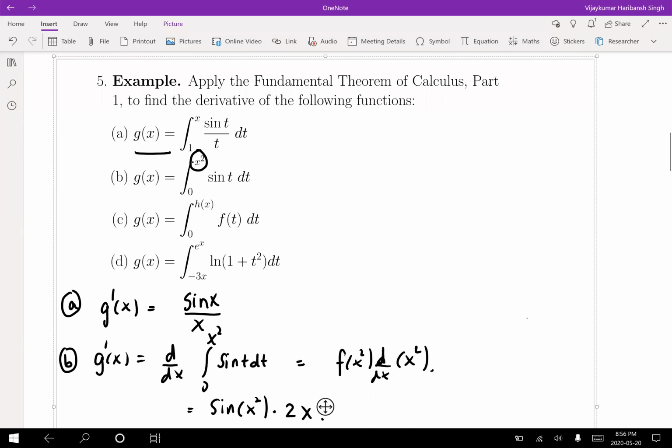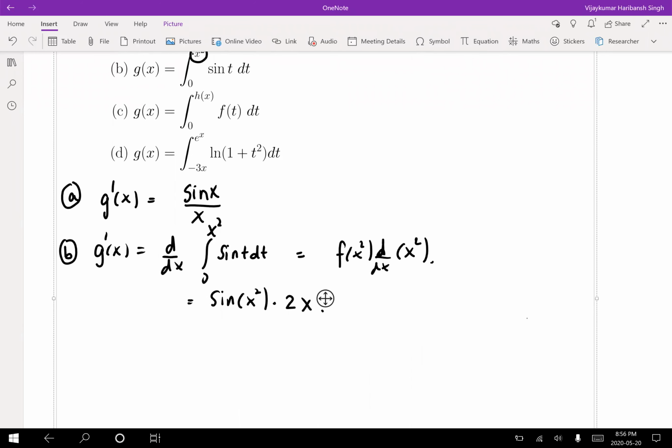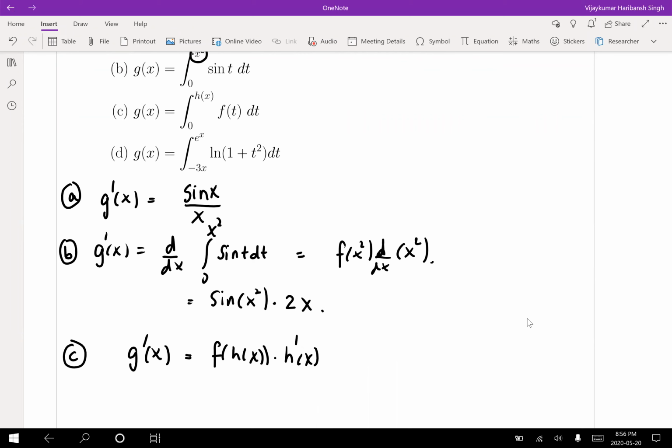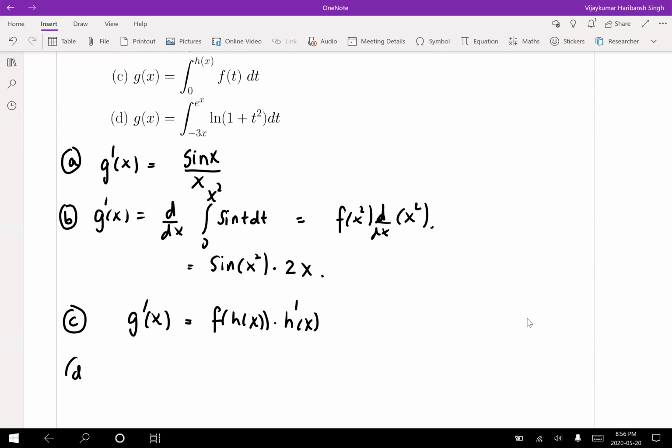Now, in the same way, can you do part c? So let's do c. So we have g prime of x is the same as f of h of x multiplied by h prime of x. Again, the chain rule. Now let's try to do d. So can you try to do d, please?